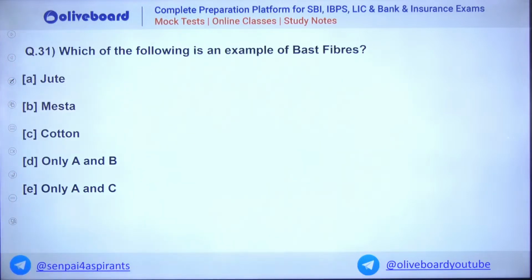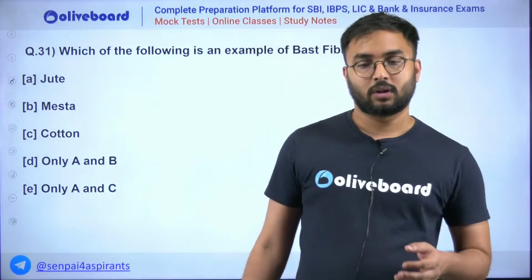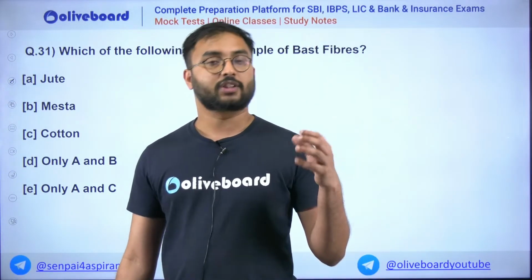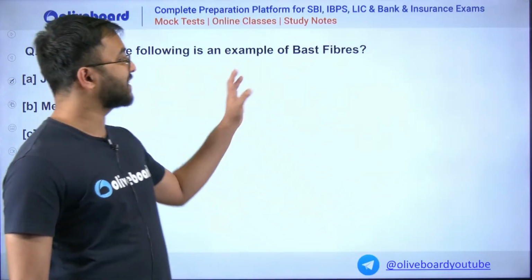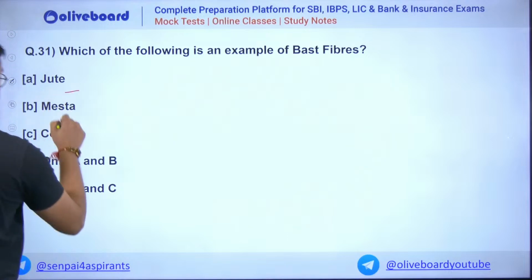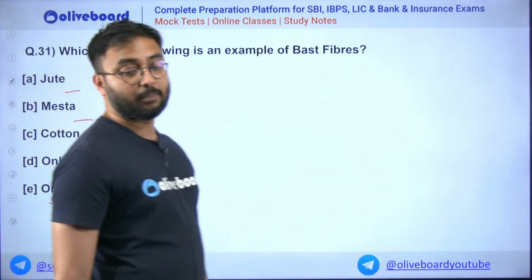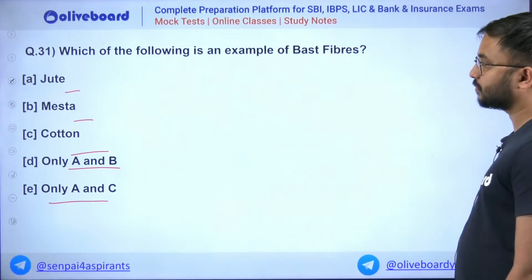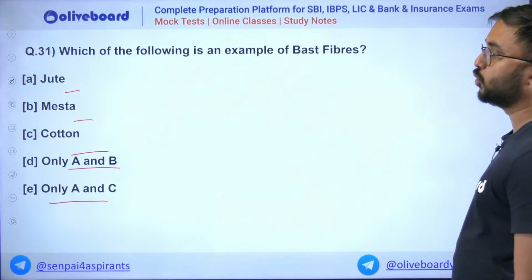Which of the following is example of bast fiber? Whenever we are talking about fiber crops, in some crops, flowers are responsible for giving the fibers. Some stems are responsible. Some leaves are responsible. And somewhere even basts are responsible. So jute, mesta, cotton, only AB and only AC. The answer here is D, which is A and B, that is jute and mesta.